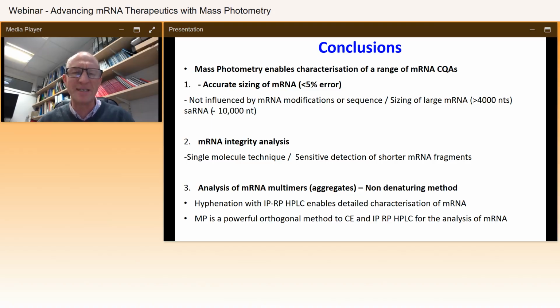It provides lots of additional insight compared to traditional tools such as chromatography and capillary electrophoresis, allowing us to get really accurate sizing, information on integrity, and analysis of mRNA multimerization.